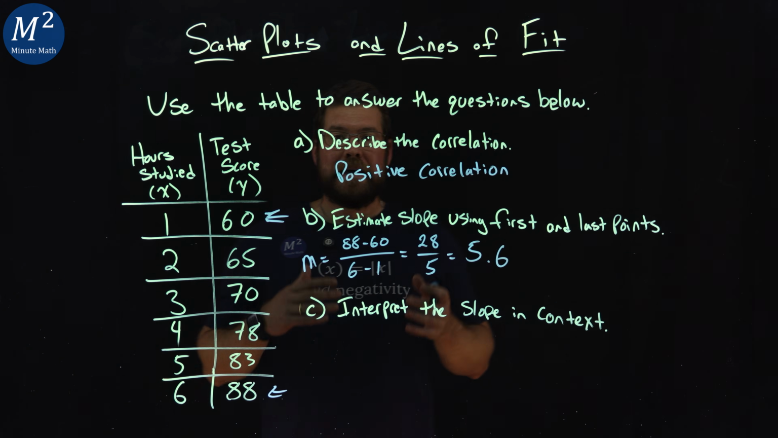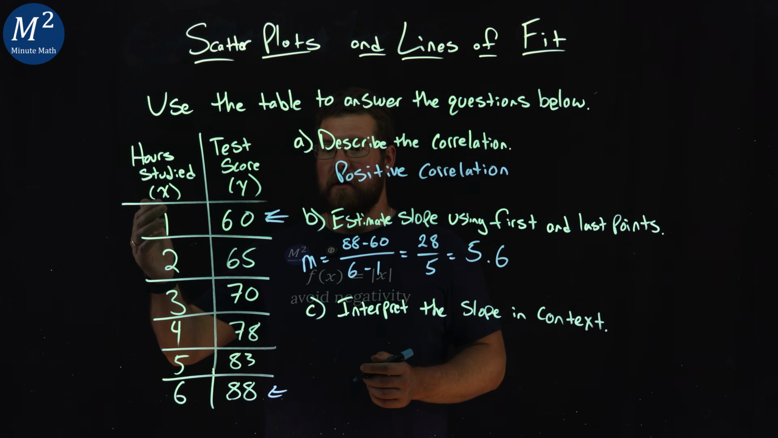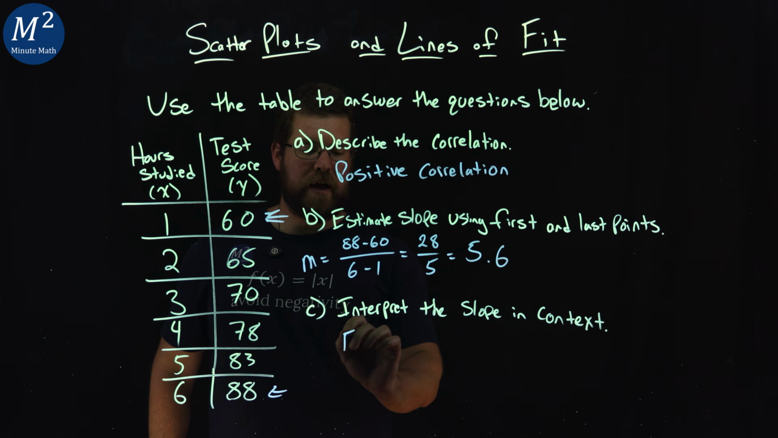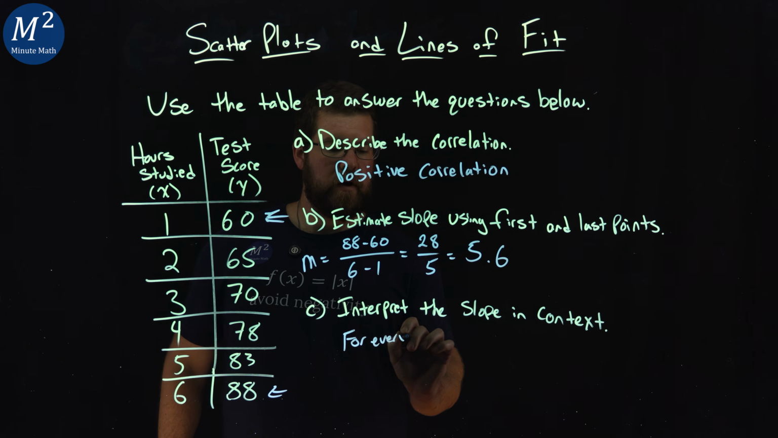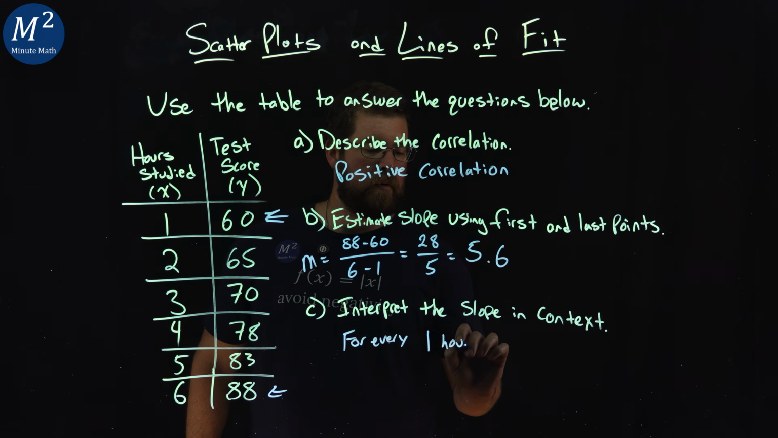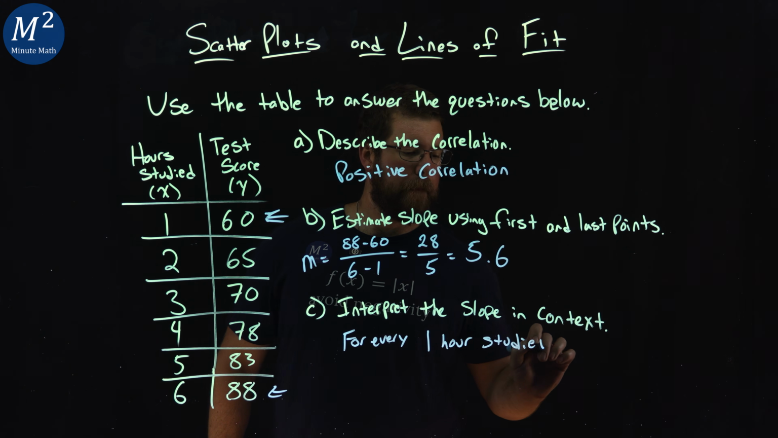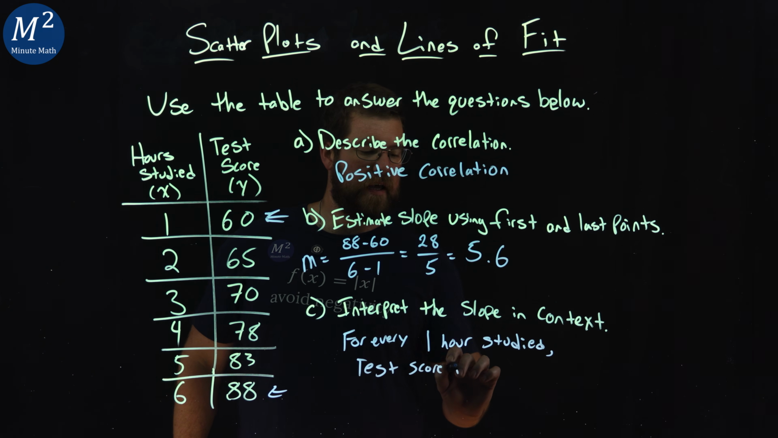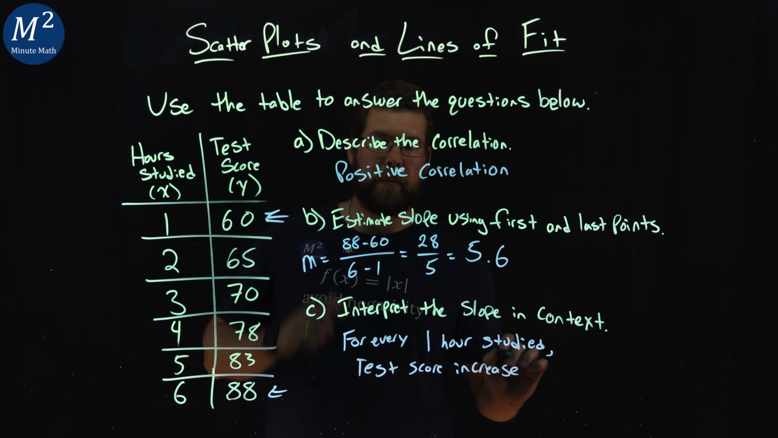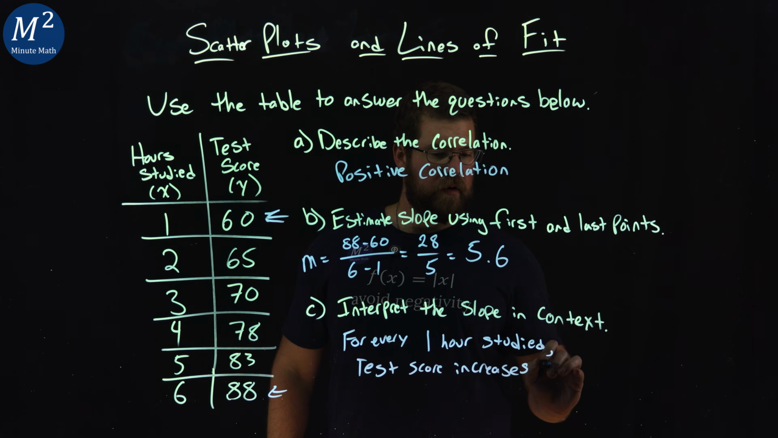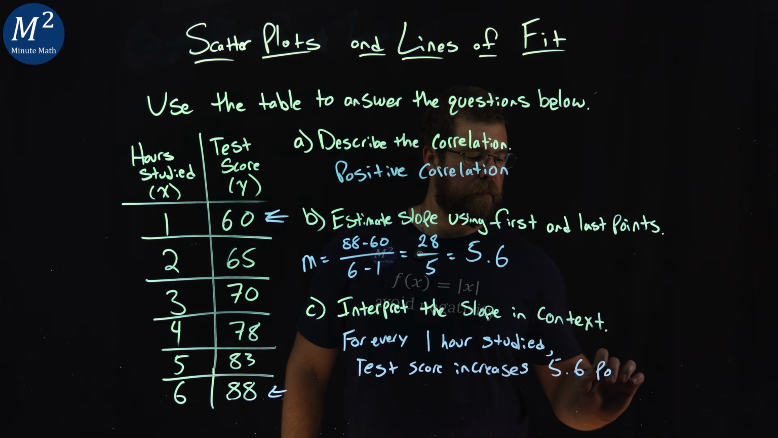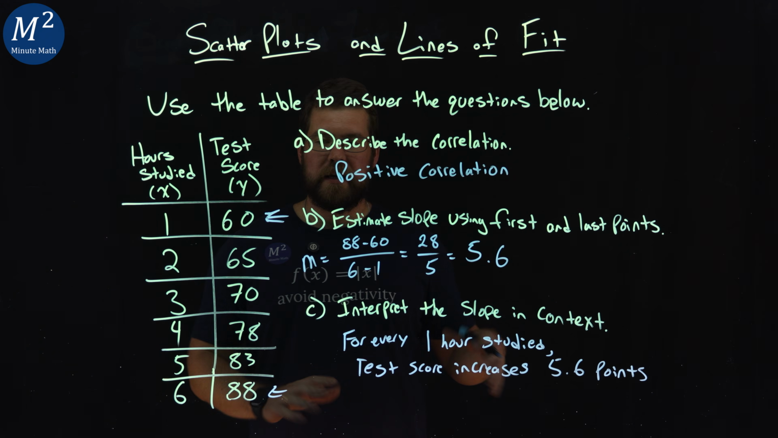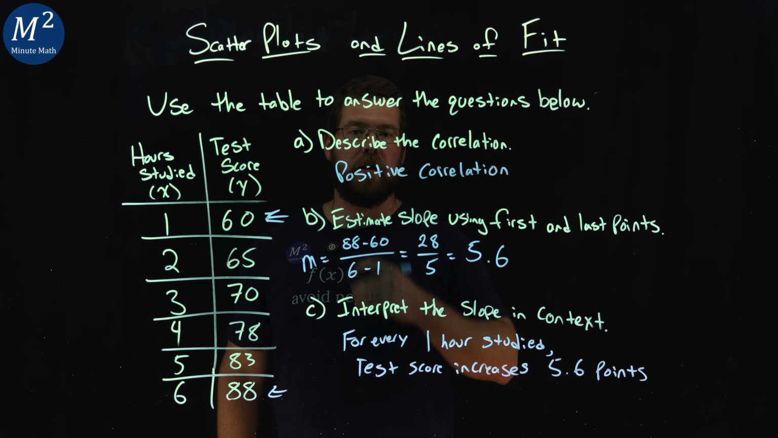Now let's interpret the slope in context, right? Well, what does that slope tell us here? It says for every 1 hour studied, the test score increases, that positive correlation, increases 5.6 points. Our slope. So for every 1 more hour of study, we should see on average an increase of 5.6 points on the test.